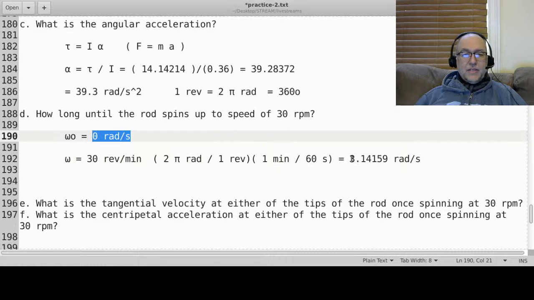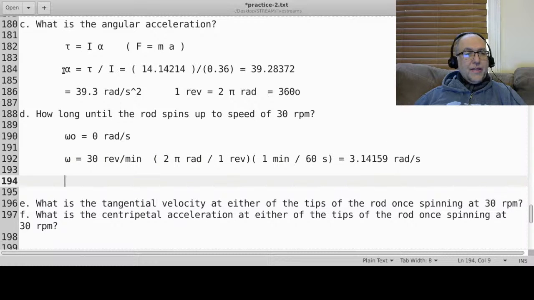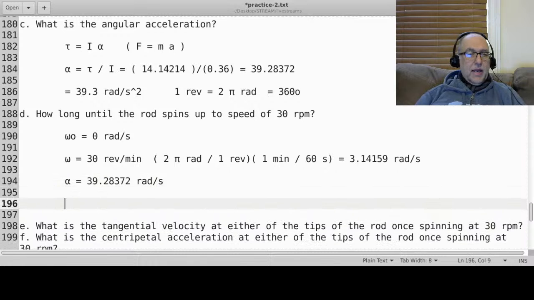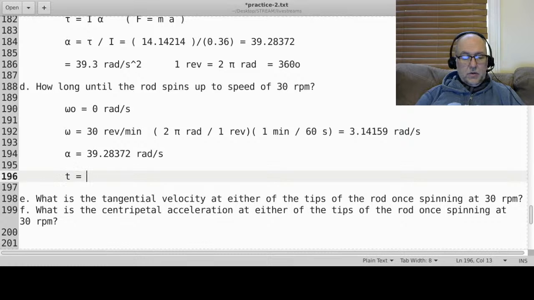Anyhow, it starts at 0. It speeds up to 3.14 radians per second. We know that the angular acceleration is this number right here, in radians per second squared. And what do I want? I want to know how long. So that's t.